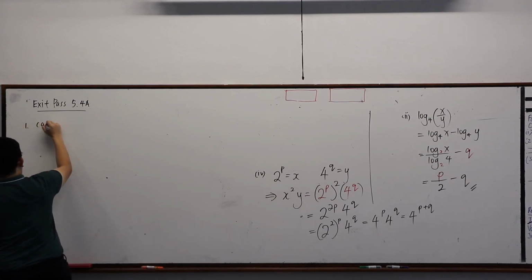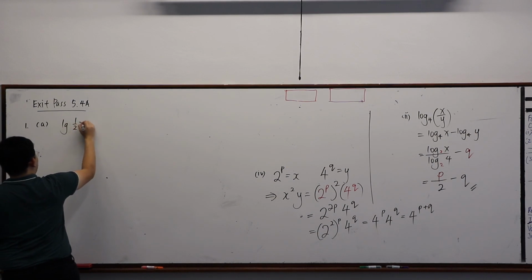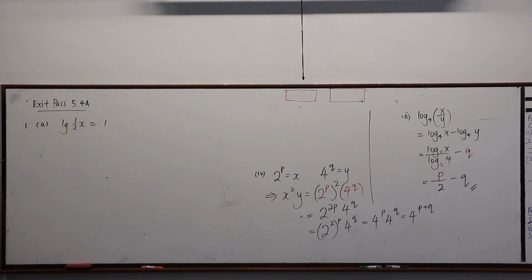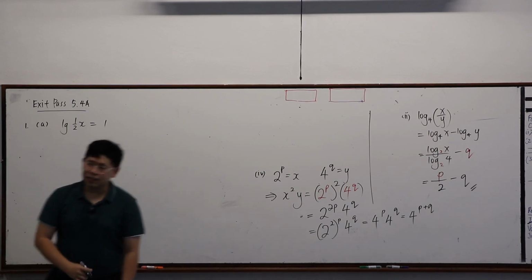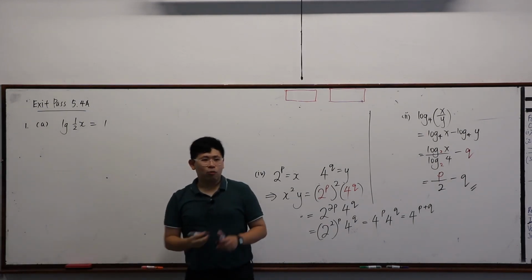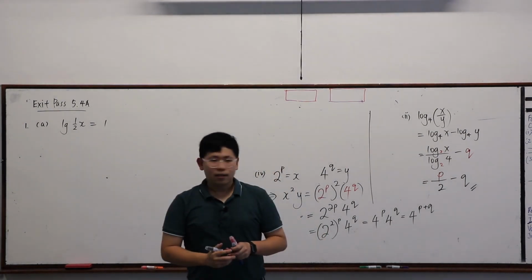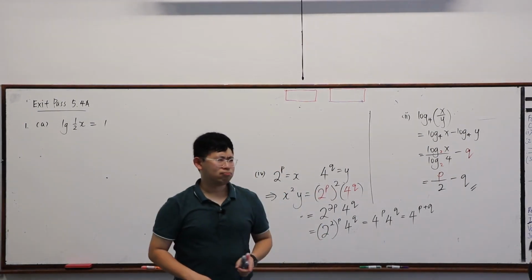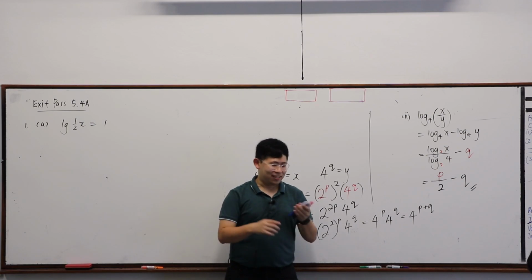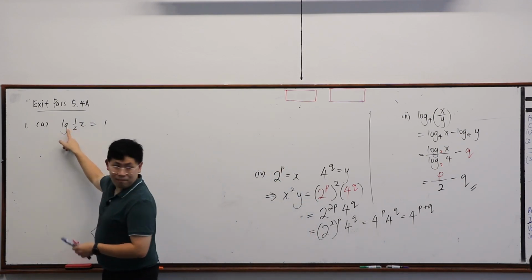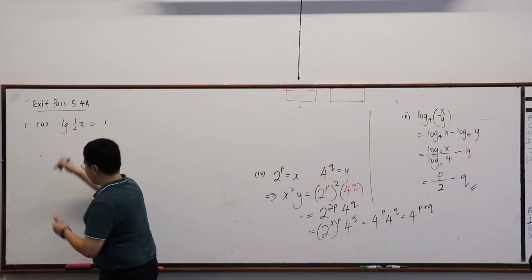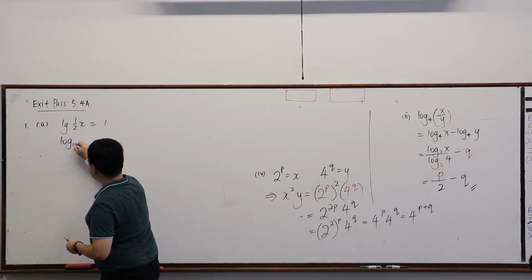Number 1a, this is lg of half x equals to 1. Correct? lg of half x equals to 1, or log of half x equals to 1. Now, this log, what base is this? Base 10, okay? So this is in base 10. If you are not confident, you can write log base 10.